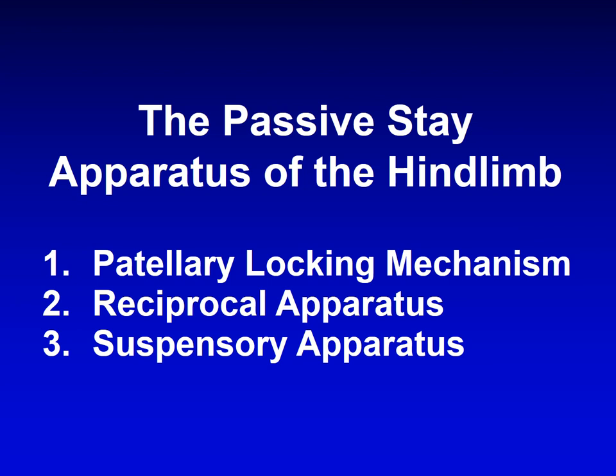And then we talked about the suspensory apparatus, which is the third component of the passive stay apparatus of the hind limb, identical to the forelimb, which consists of the suspensory ligament and the proximal sesamoid bones and ligaments. And the function of this suspensory apparatus is to prevent overextension of the fetlock joint. With this, we conclude the discussion on the hind limb, and we conclude the discussion also on the equine anatomy lectures.